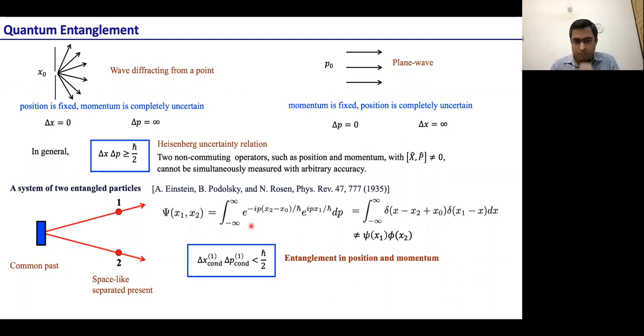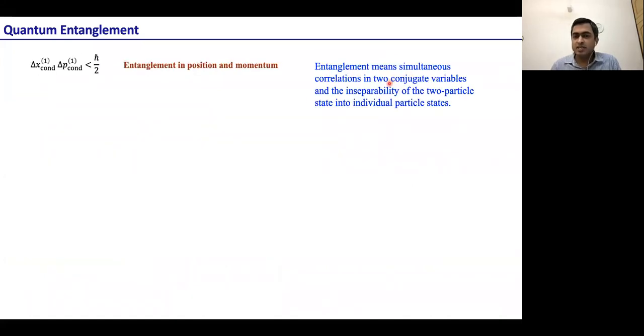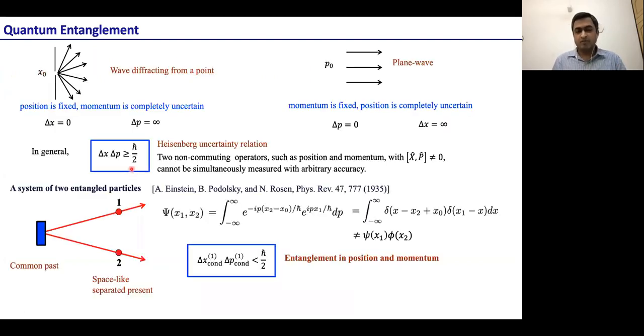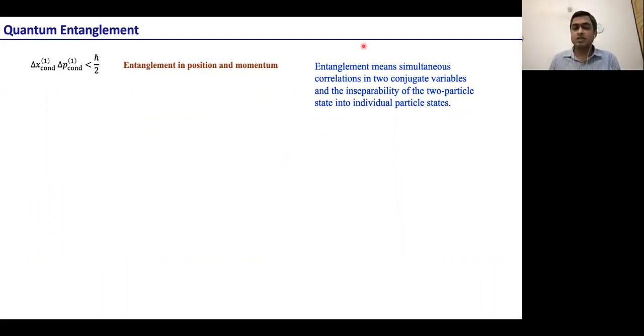The other way of looking at it, which is what is captured through this, is that entangled basically means simultaneous correlation in two conjugate variables and the inseparability of the two-particle state into individual particles. You can use either. And simultaneous correlation means the limit of correlation that was defined by Heisenberg, where you have these two non-commuting operators. So this is the maximum correlation one can have. But if you have a two-particle system and this conditional uncertainty, and you can violate this, that means these particles are correlated in X as well as in P, both X and P. And only when you have simultaneous correlation in two conjugate bases or two non-commuting variables, then we say it is entanglement.